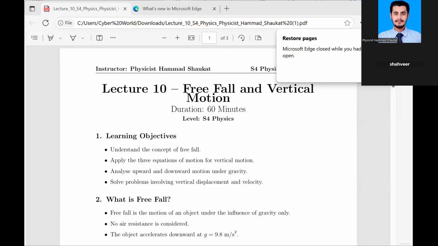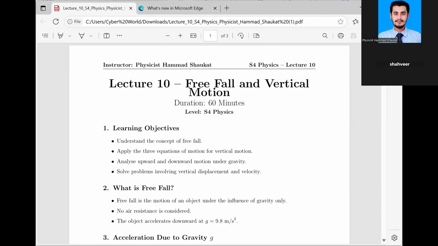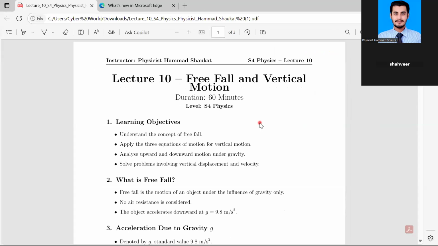So let me share my screen for today's lecture. So my screen is sharing with you. Okay. So here's our lecture number 10 today. Today's lecture is very easy and quite familiar with what we did in our previous lectures.